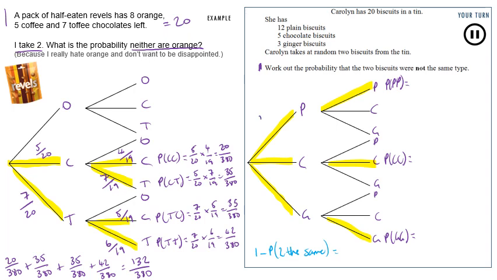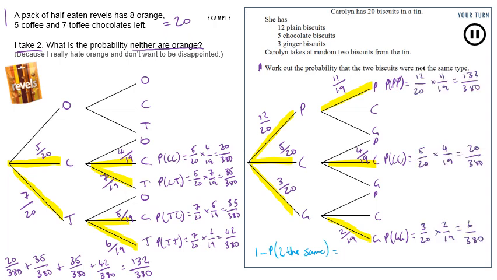So there were 12 out of the original 20 were plain. For the second biscuit, it means there'll be 11 plain ones left out of the remaining 19. There were 5 out of 20 chocolate ones. If one's gone, there'll be 4 out of the 19 left. 3 ginger, so that leaves us 2 out of 19. So we'll work out the probabilities for each of these. And we now need to add these 3 probabilities together.